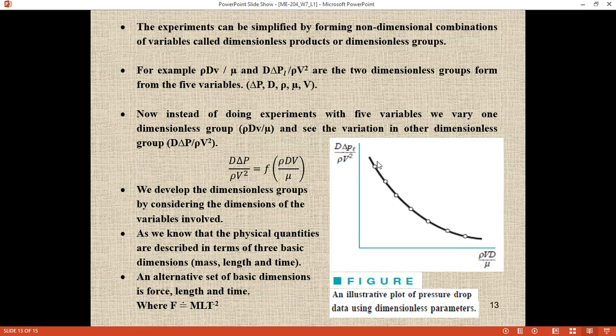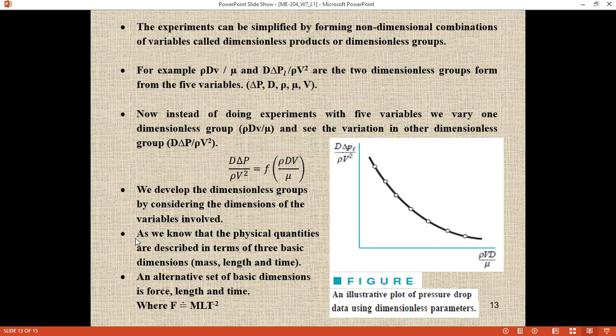Just one curve, one page is enough to calculate the pressure drop for any diameter of pipe, any velocity passing through the pipe, any density of fluid and any viscosity of fluid. This one paper, one curve is enough. So this is the power of the dimensionless group or dimensionless numbers. We develop the dimensionless group by considering the dimensions of the variables involved.